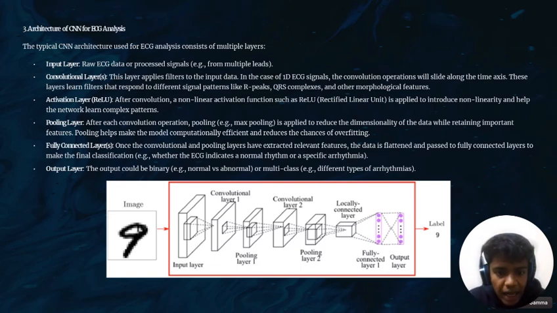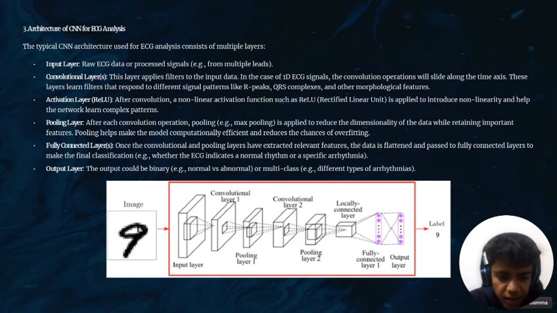Now, the activation layer. After convolution, a nonlinear activation function such as a rectified linear unit is applied to introduce nonlinearity and help the network learn more complex patterns. Then there is the pooling layer. After each convolution operation, pooling is applied to reduce the dimensionality of the data. Pooling helps make the model computationally efficient and reduces the chances of overfitting.